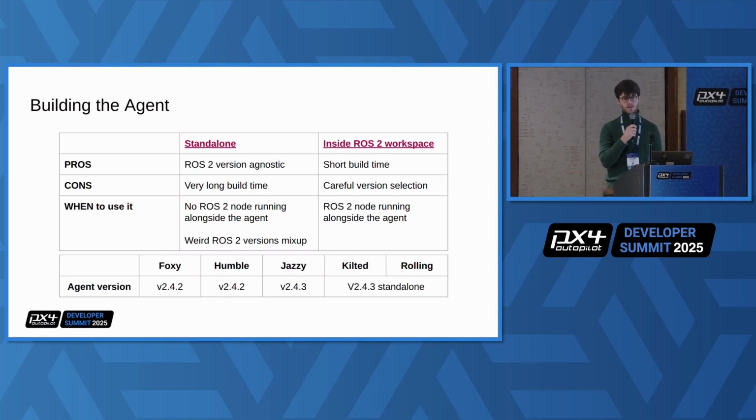Good reason to build standalone? Well, if you don't have ROS2 on your host, for example, you can have a Raspberry Pi that runs only the agent and all the ROS stuff is happening on a different computer, and they are just connected by Ethernet. Or because you can do that if you're just writing a pure DDS application and you just don't care about ROS. And yeah, be prepared for very long compilation times.